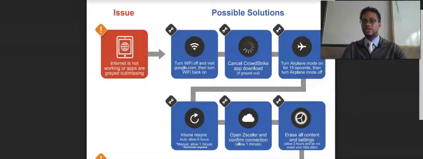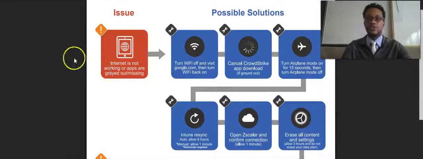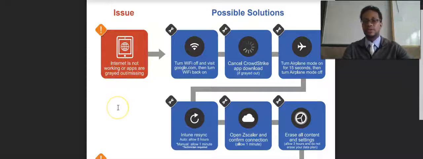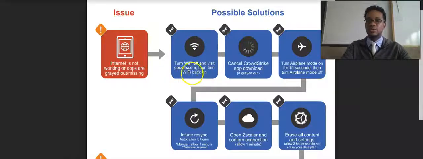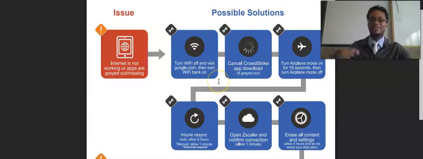So here, as you can see, there are different issues that arise. Say your issue is the internet is not working or the apps are graying out. One possible solution that you could do is turn the Wi-Fi off and visit google.com and then turn the Wi-Fi back on. So that's one way. If you do that, that could probably solve that problem.